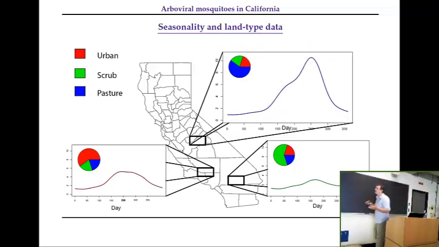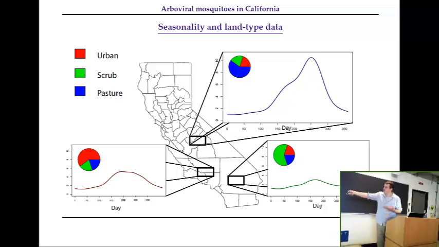So let's consider 3 different locations within California. And this data is a bit of a toy data example. So it's not to say that if you went to the Central Valley, you'd find this exact breakdown of land type. But let's just say you did. So if you went to the Central Valley and you found the majority of the land type was pasture, a little bit of scrub, and a little bit of urban, maybe you'd expect throughout a year, there's not very many mosquitoes, and then at some point in time, the mosquito abundance peaks.